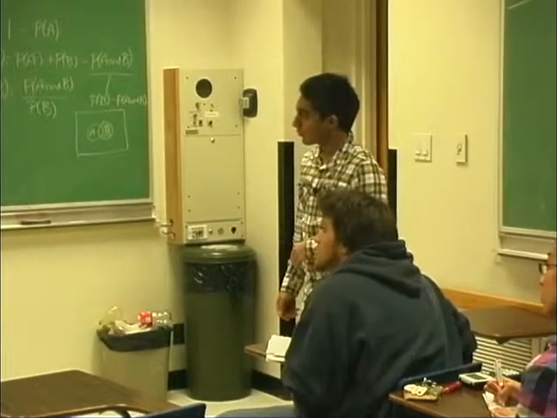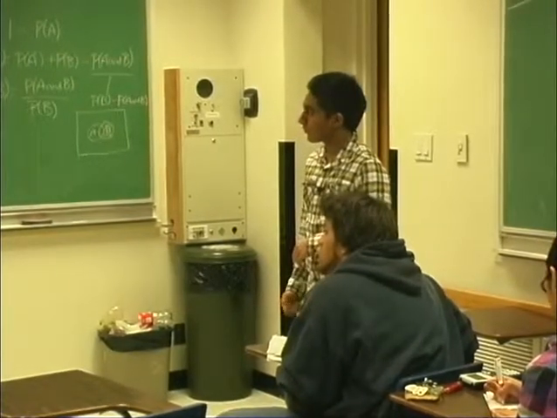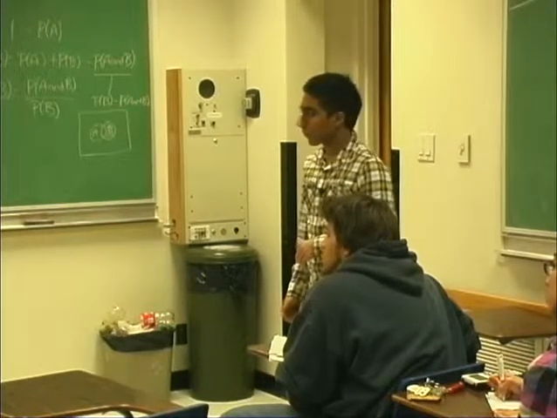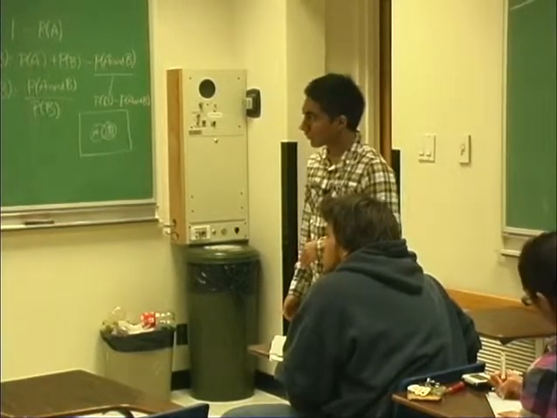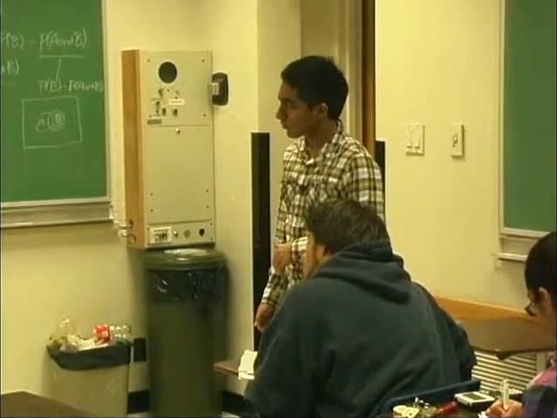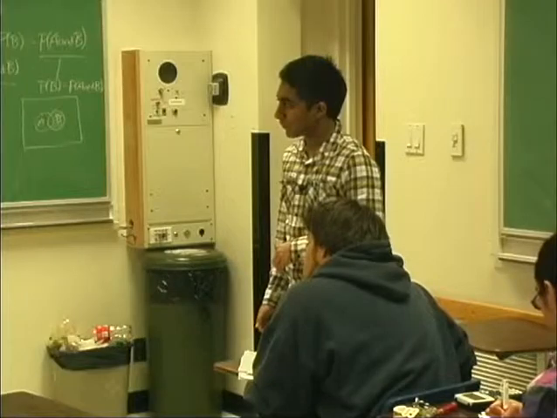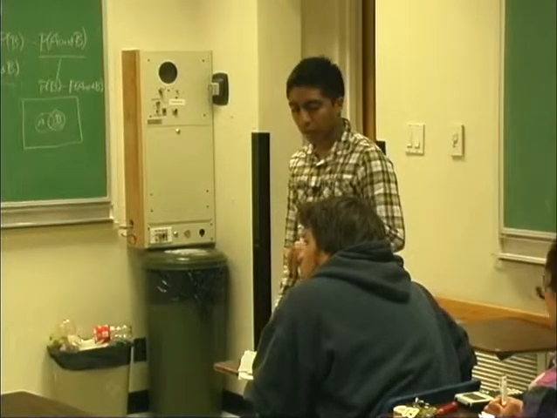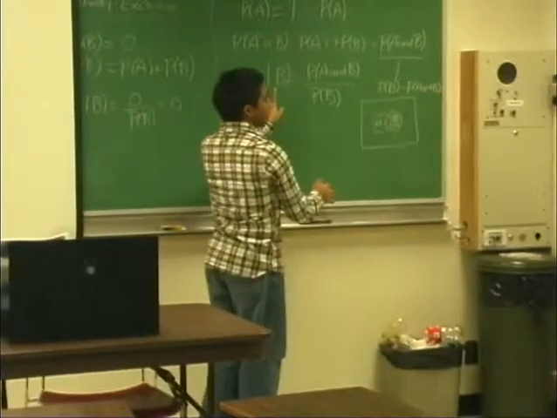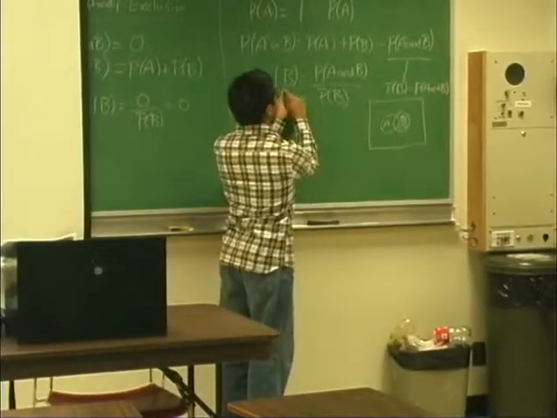Let's see. Events of the sample space. P(C) is greater than 0, P(D) is greater than 0, and so on. What conditions make P(C given D) equal P(D given C)? You have these two conditionals. So the hint tells you to rewrite this in terms of this.